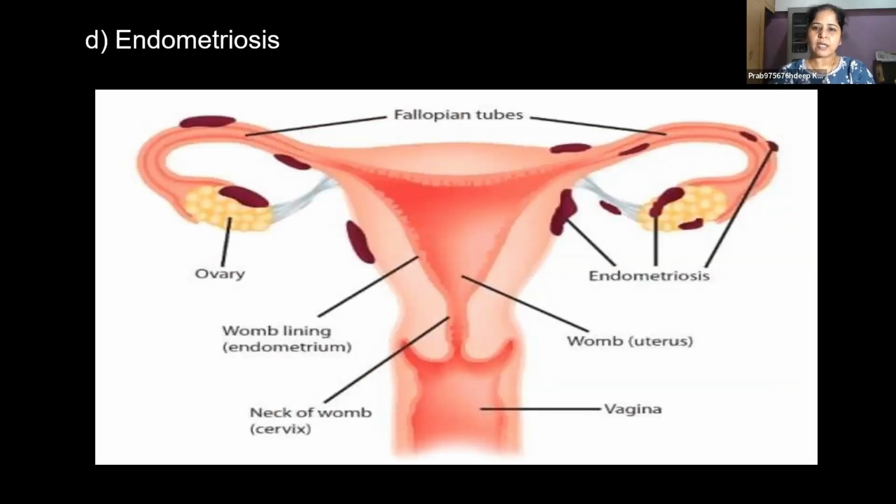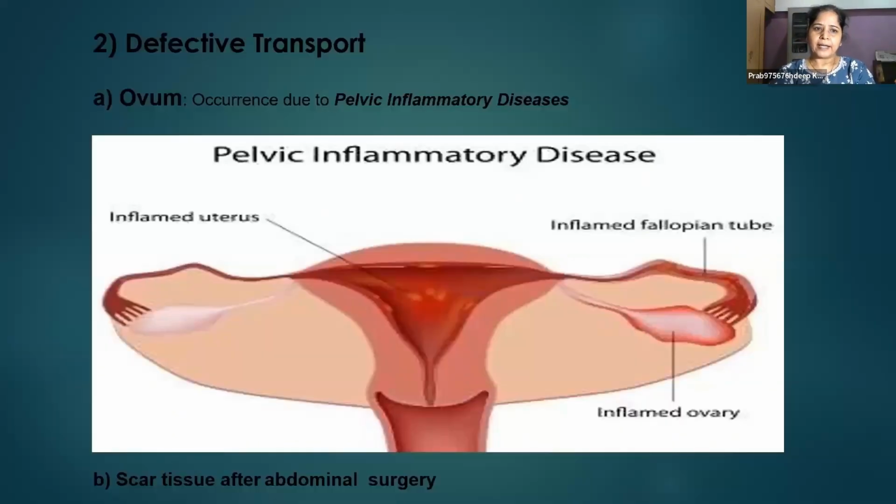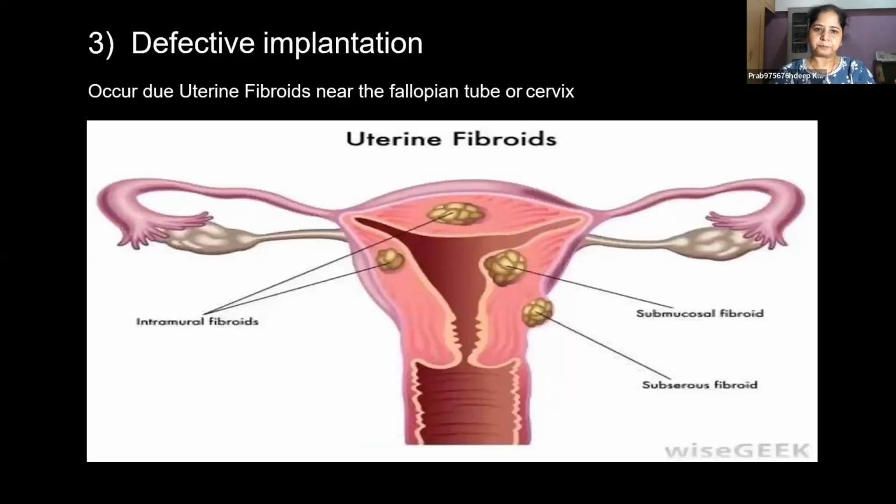In endometriosis also there could be a lot of inflammatory factors that may result in a defective ovum, and it results in infertility. An inflamed uterus, inflamed fallopian tube, or ovary may result in infertility, mostly because of defective transport. Then there could be an implantation defect, which can be because of uterine fibroids.